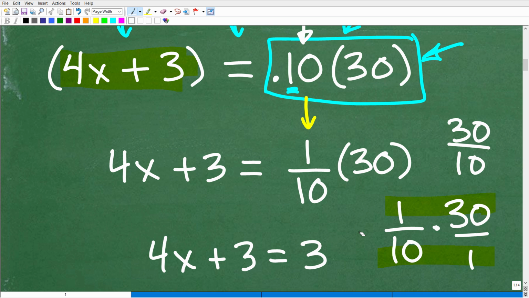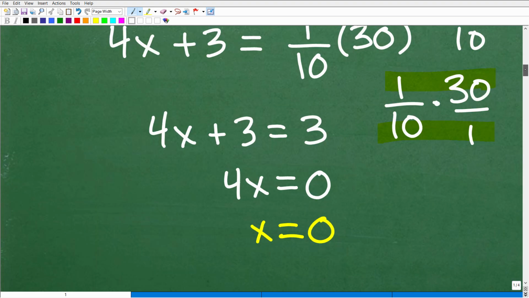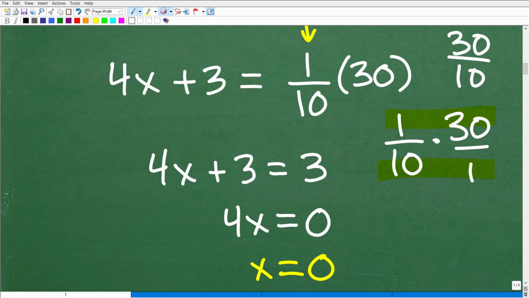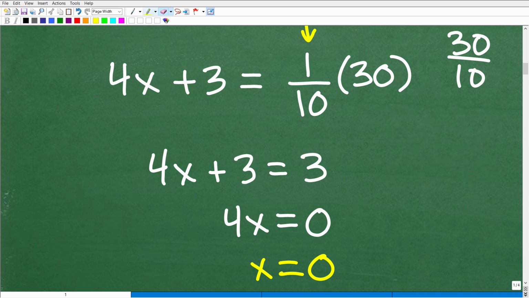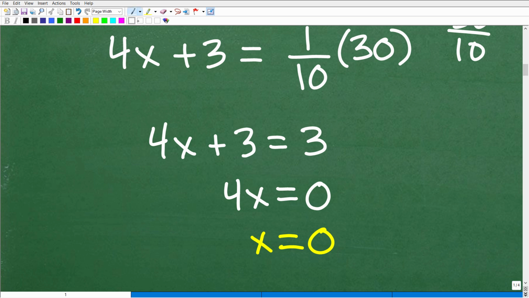Not that difficult. So if you need to brush up on fractions as well, we're talking about really critical basic math skills here. I teach this also in my pre-algebra course. All right, so at this point, we have 10% of 30, which is 0.10 times 30, which is the same thing as 1/10 times 30, which is, of course, the same thing as 3. So now we're left with this equation, 4x plus 3 is equal to 3. So let's go ahead and solve this equation.